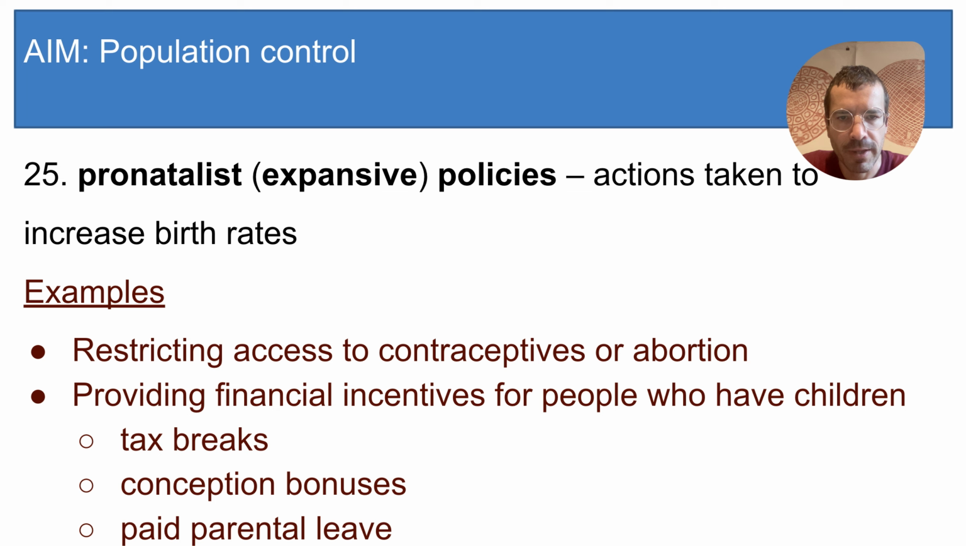One way the government might do this is by restricting access to contraceptives or to abortion, perhaps by criminalizing them. And another more common approach is to give citizens some kind of financial incentive to have children. That could take the form of providing tax breaks for parents, cash bonuses for anyone who conceives a child, or offering paid parental leave, which means that parents can take time off work to raise kids without losing money.